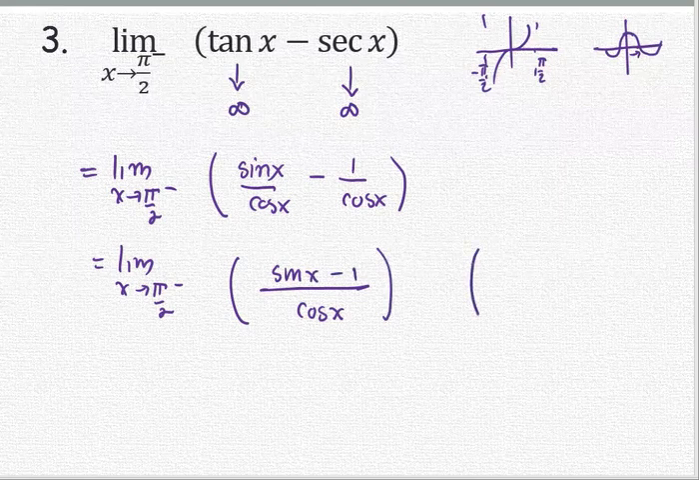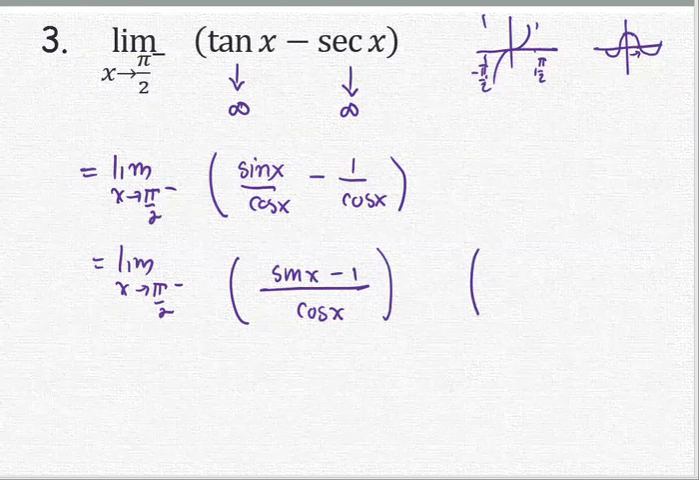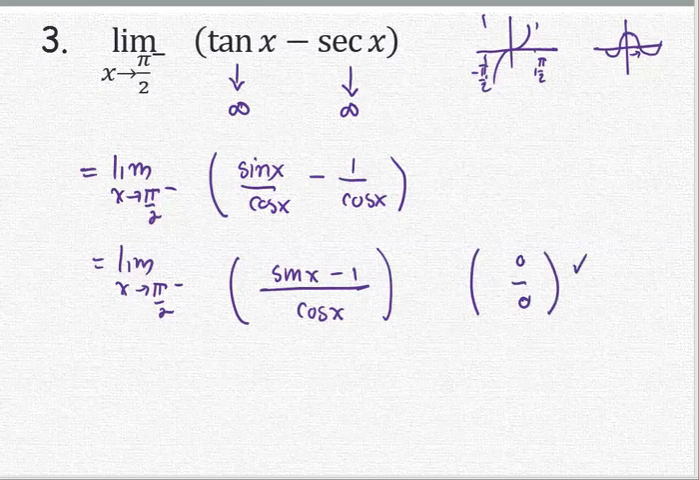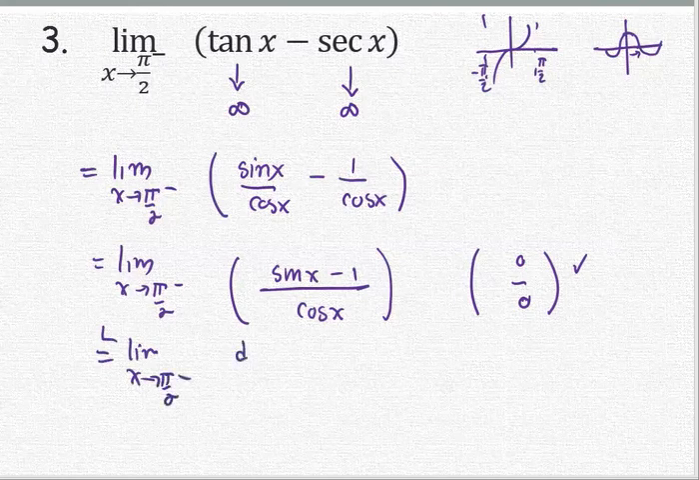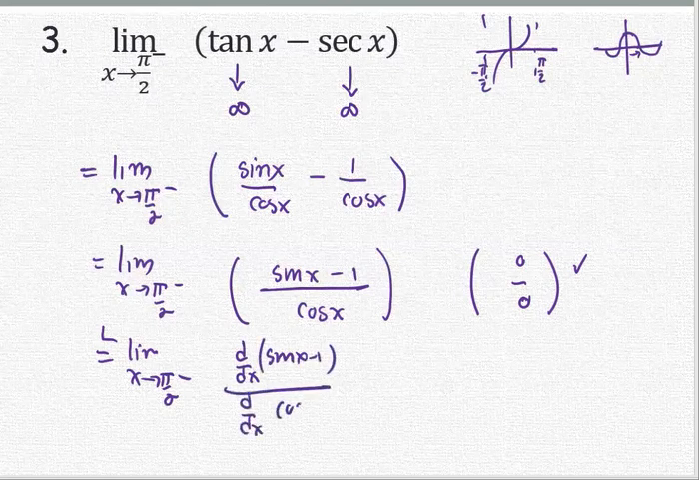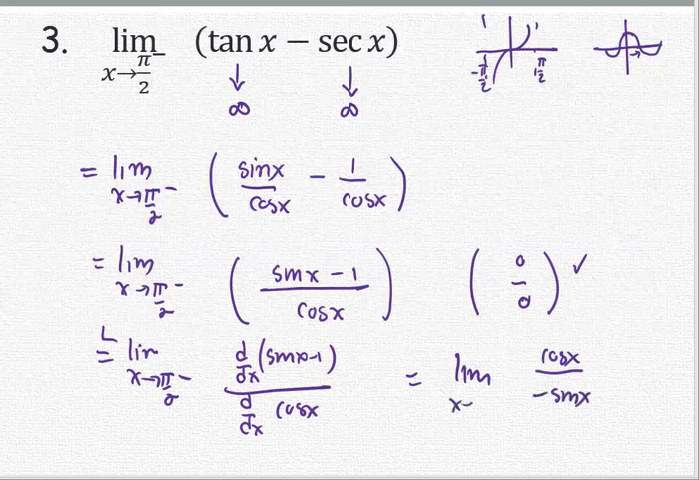Check the indeterminate form. Here we get 0 over 0, which is the quotient indeterminate. Therefore, we can apply L'Hopital's rule. Find the derivative of the numerator divided by the derivative of the denominator. Then we get the limit of cosine x for the numerator divided by negative sine x for the denominator.